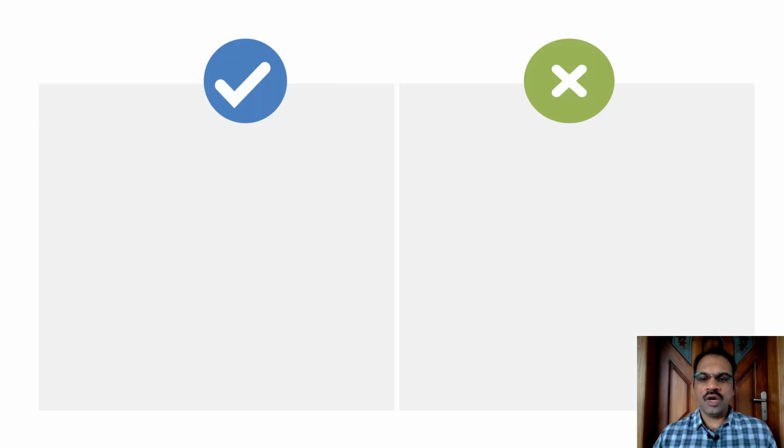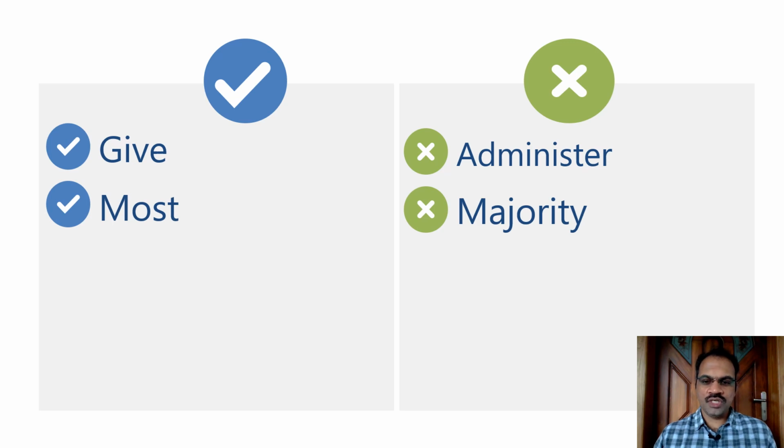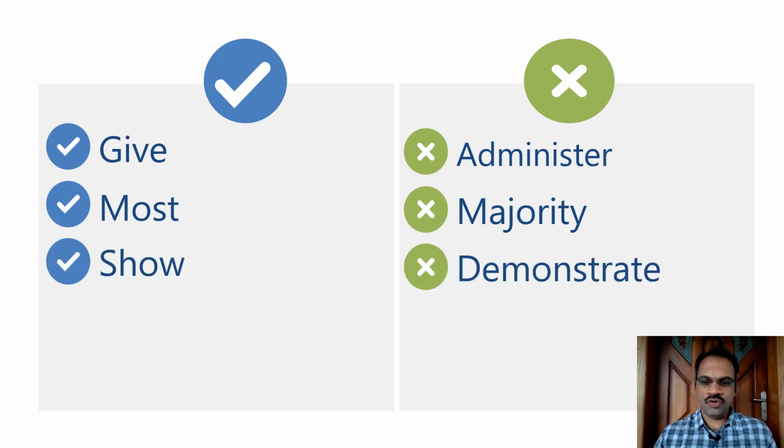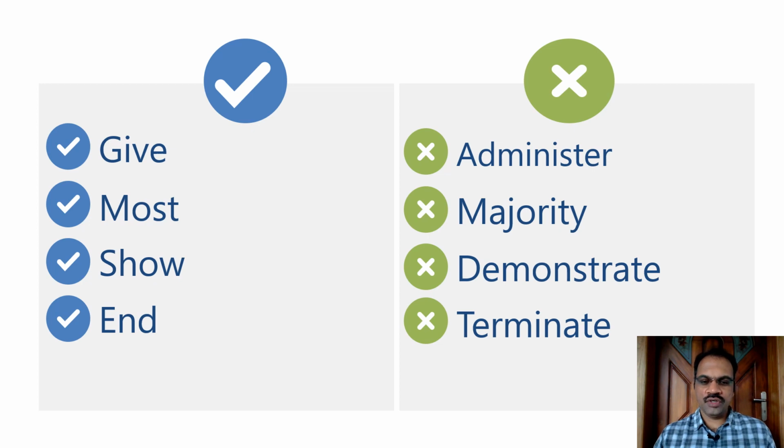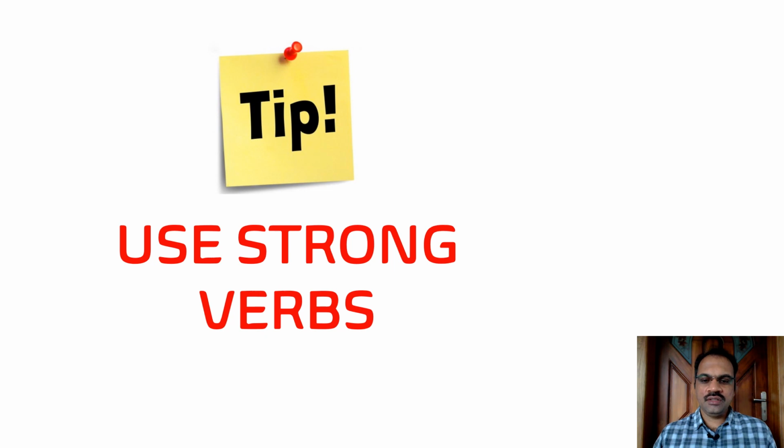Now, if you agree with this particular principle, I am going to give you some more word pairs of similar nature. Instead of administer, you can use give, most instead of majority, show instead of demonstrate, end instead of terminate, help instead of facilitate. In all these situations, you can see that the words in the left side column are much simpler, much smaller, much easier to understand. That is the point. Now the second tip in this series is about using stronger verbs.